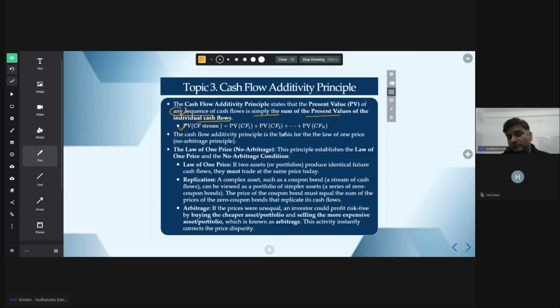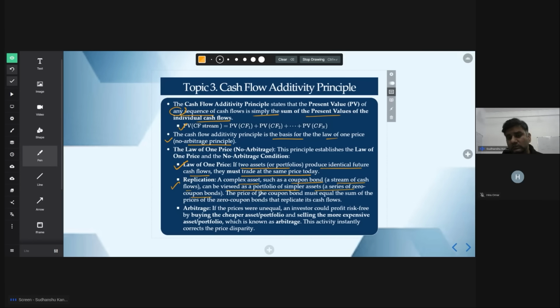The cash flow additivity principle is the basis of the law of one price, the no arbitrage principle, right? The law of one price, no arbitrage, says that if two assets or portfolios produce identical future cash flows, they must trade at the same price today. So same logic: cash flows are the same, the price should be the same. So you can replicate it also. A complex asset such as a coupon bond, which has a different stream of cash flows, can be viewed as a portfolio of simpler assets, a series of zero coupon bonds.